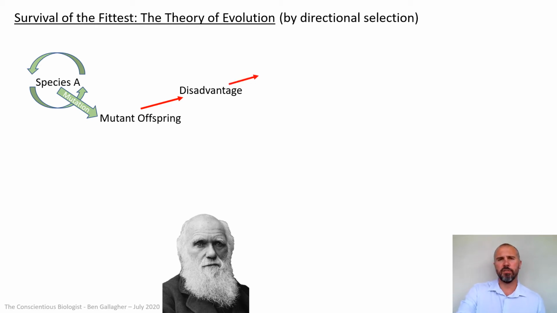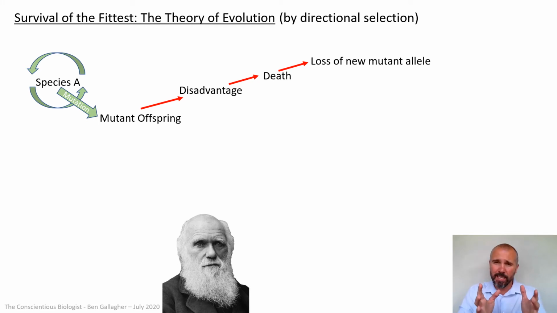So it's likely to be a disadvantage. If you've got an organism with a disadvantage, it's likely to die. And if it dies, you're going to lose that new mutant allele, that new mutant bit of DNA. That's what an allele is. It's a version of a gene. That new mutant allele for the new protein that caused a disadvantage anyway. So that's good that it disappears.